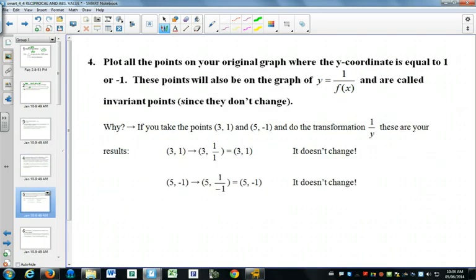We're going to plot a bunch of points. Sometimes we're going to plot where the y coordinate is equal to 1. Other times we're just going to plot nice points. So we're going to plot a bunch of points, and all we're going to do is take that y value and do 1 over y.